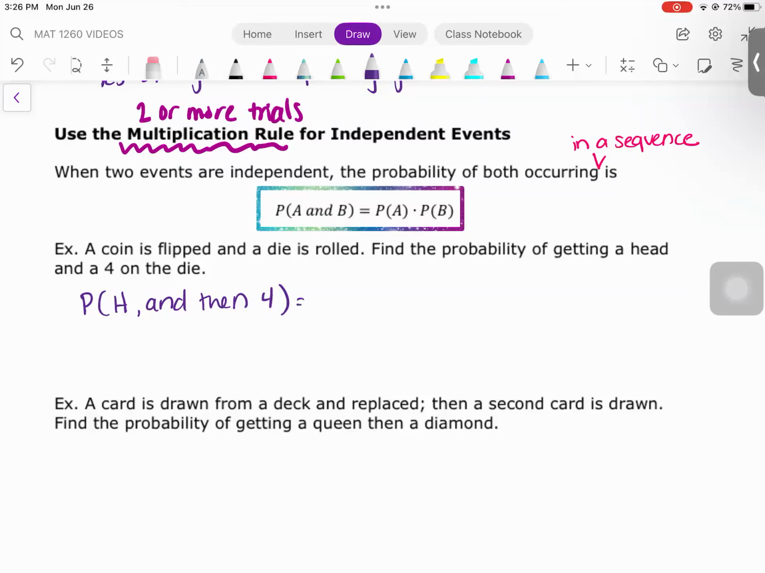Now, thinking about my 2 events, they are independent of one another. The coin toss doesn't change the probability of the outcome of rolling a die. So this is the probability of heads times the probability of rolling a 4. The probability of flipping a coin and it landing on heads is 1/2. The probability of rolling a die and it landing on 4 is 1/6. And when we're multiplying fractions, you just multiply straight across the numerators and multiply straight across the denominators. So this is 1/12.